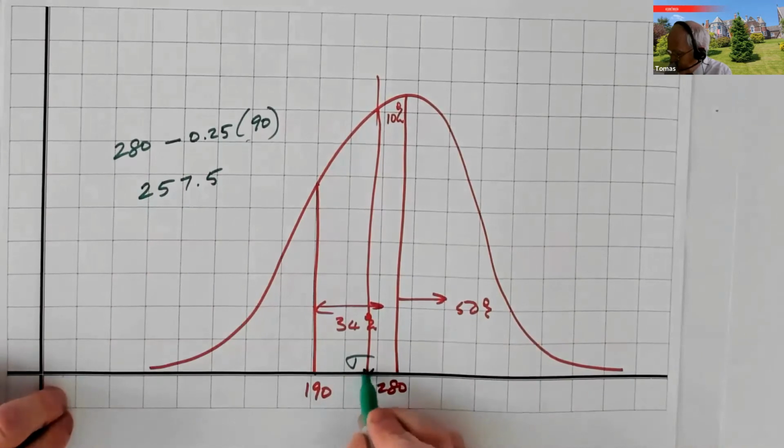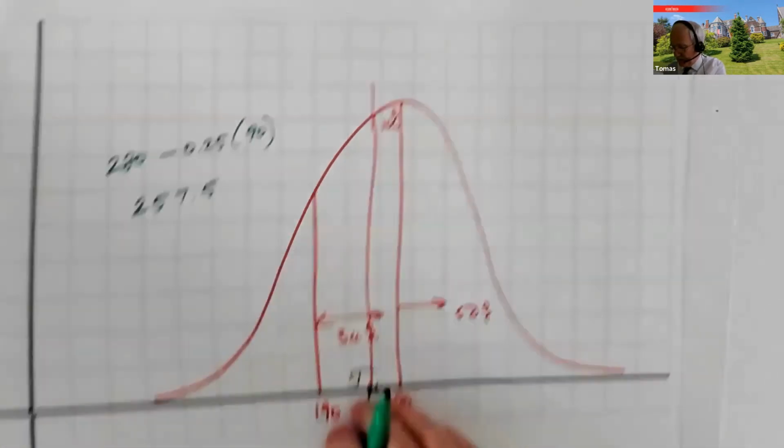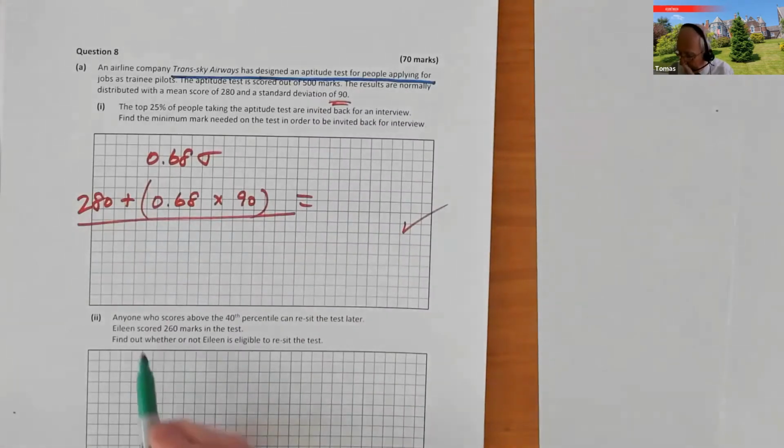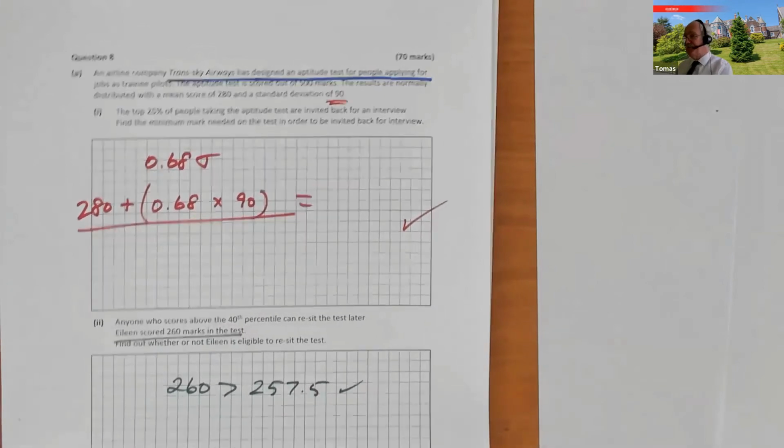So 257.5 is the minimum point at which you're invited back. Eileen scored 260. Was she allowed back? Well, 260 is greater than 257.5, so she was.